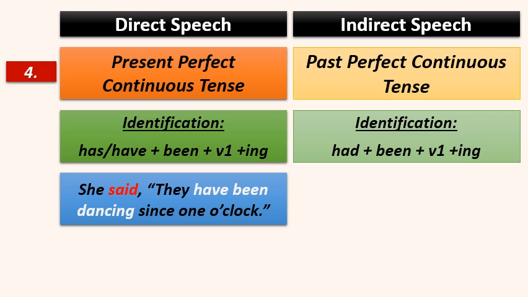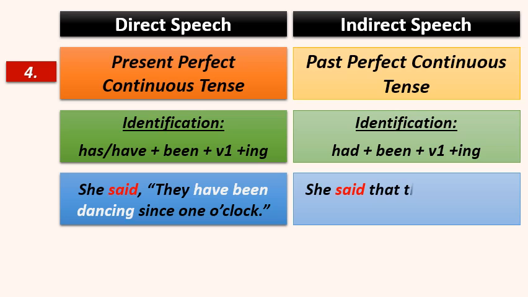So as you can see, said is here the reporting verb, and they have been dancing since 1 o'clock is here the reported speech. According to the rule, if reported speech is in present perfect continuous tense, then it will change into past perfect continuous tense when we convert direct into indirect. So the sentence will be, she said that they had been dancing since 1 o'clock.